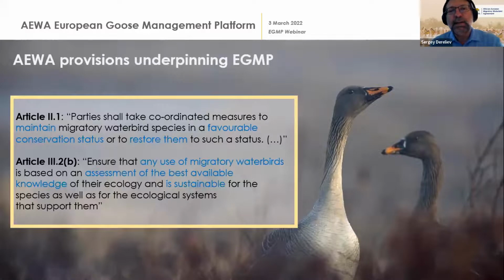In the first place, let us look into the AEWA provisions, the provisions of the treaty which underpin the European Goose Management Platform. There are two articles in the legal text, one of which establishes the obligation for the parties to maintain waterbird populations or restore them to a favorable conservation status. This is Article 2.1. And another article, which is 3.2b, which requires that any use of migratory waterbirds is based on the assessment of the best available knowledge and is sustainable for the species and the ecological system that supports them.